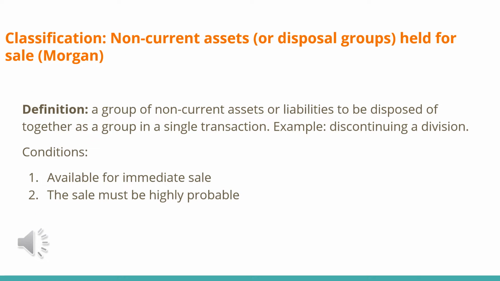So, classification of non-current assets or disposal groups held for sale. A disposal group is defined as a group of non-current assets or liabilities to be disposed of together as a group in a single transaction. An entity shall classify a non-current asset or disposal group as held for sale if its carrying amount will be recovered principally through a sale transaction rather than through continuing use. However, it must meet two conditions to properly qualify: being available for immediate sale, and the sale must be highly probable. And we'll cover what counts as highly probable on the next slide.